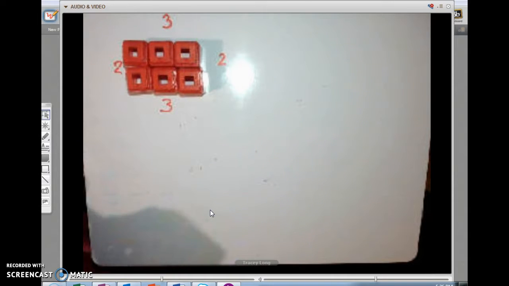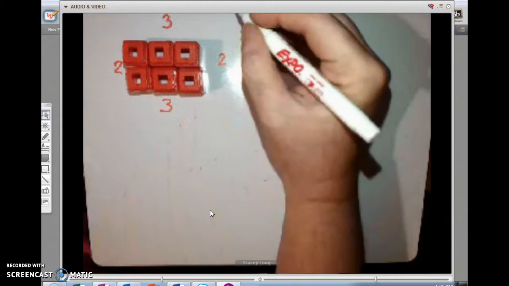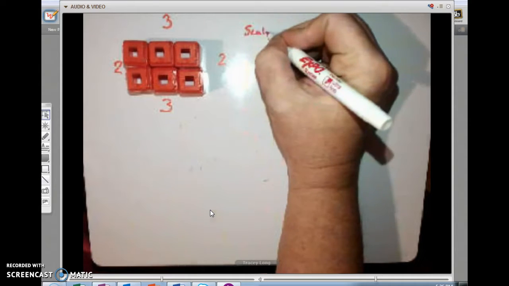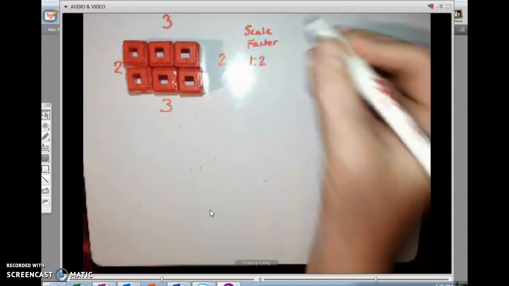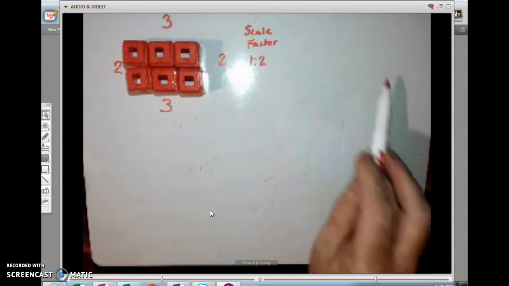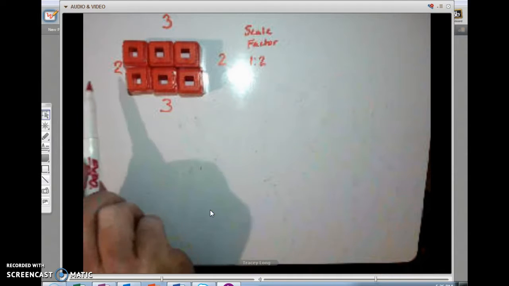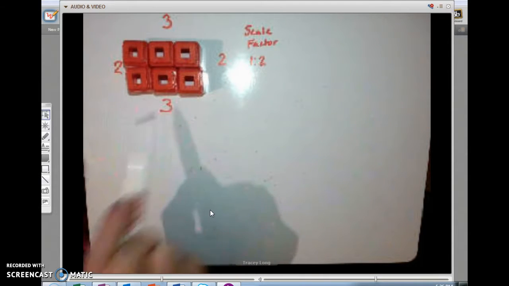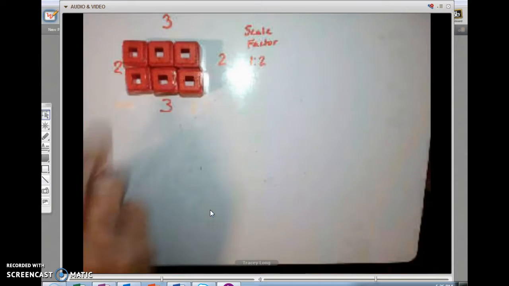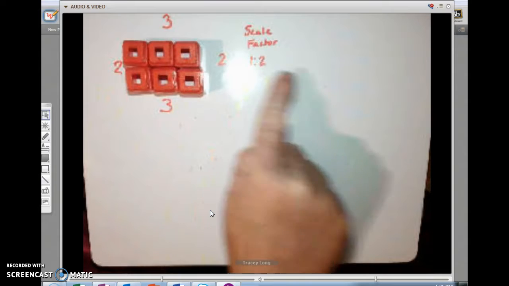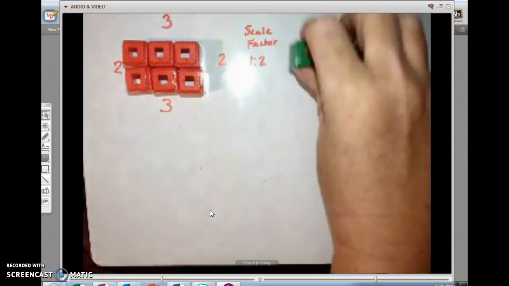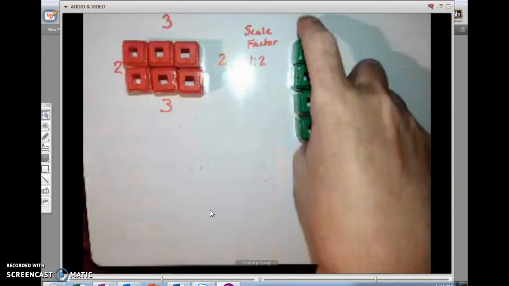I am going to use a scale factor of 1 to 2. So I'm going to say the scale factor is 1 to 2. So I want to make a rectangle over here where its dimensions are twice as long, okay? So if this side is 2, if I multiply that by the scale factor of 2, then now that side's going to be 4. So I'm going to make 1, 2, 3, 4. Okay? All right.